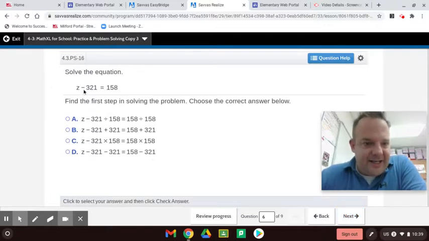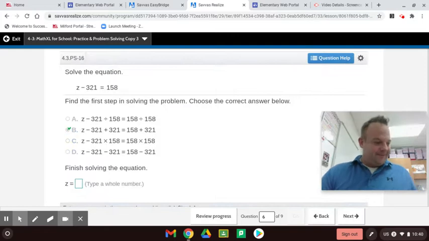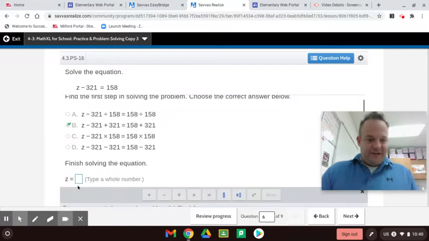All right. Z minus 321 equals 158. The inverse of subtracting 321 is adding 321. That's right, guys. So not dividing, adding right there. Adding 321 on both sides. So let's see what we get. 158 plus 321. 479 is what I got.